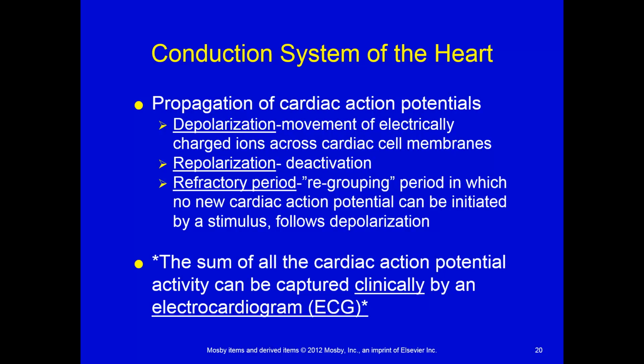So, again, here's the textbook explanation. Here's the classroom sitting-in-your-chair explanation. What does this look like clinically? What can we see? What can we do? What test can we do on a patient at the bedside to look at the sum of all the cardiac action potentials occurring in this person's heart? An EKG. So the sum of all cardiac action potential activity can be captured clinically with our patients at the bedside by an electrocardiogram, an EKG, or an ECG.